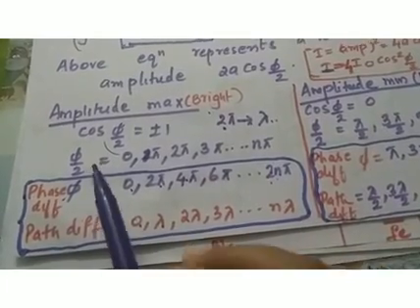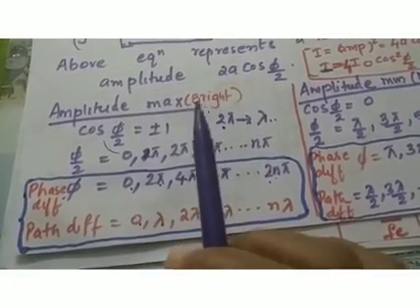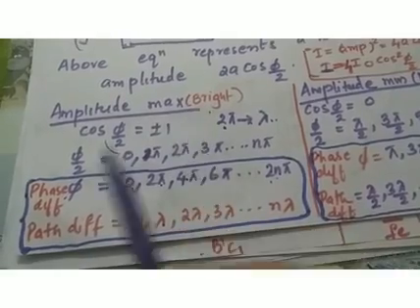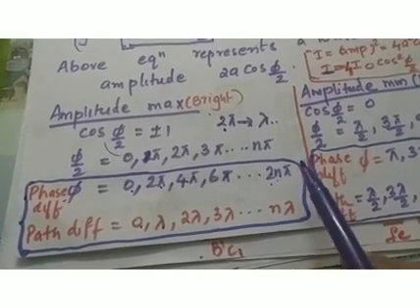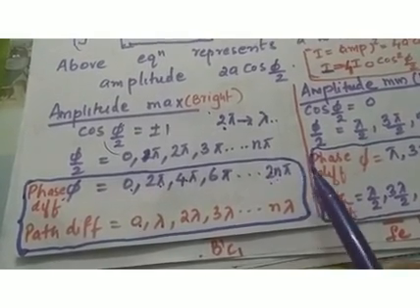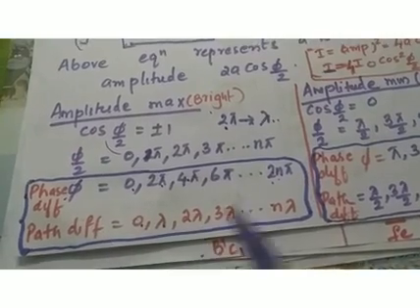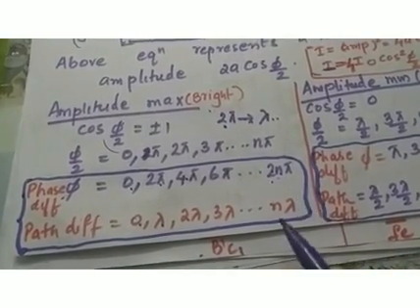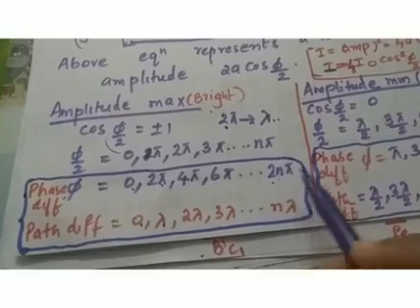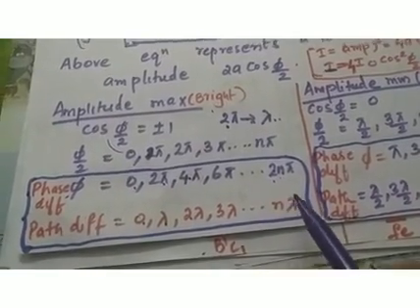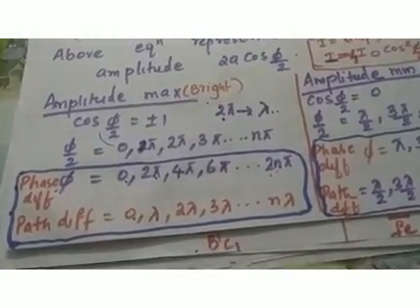So what is the condition such that the amplitude is maximum or brightness is obtained on the screen? The phase difference should be 2 n pi. This is the condition for maximum intensity or brightness. Again, the path difference should be n lambda, an integral multiple of lambda. Phase difference should be 2 n pi, path difference should be n lambda. So these are the conditions to obtain brightness on the screen.